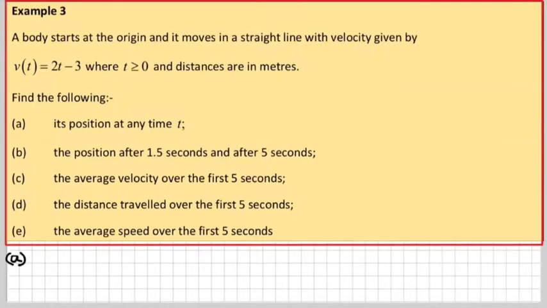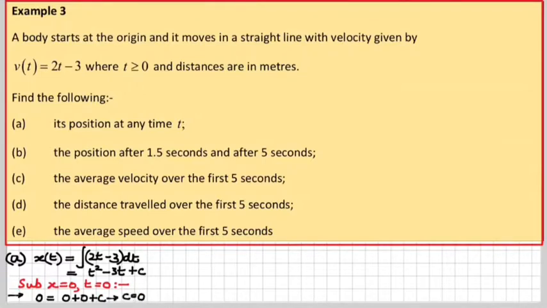Part A, the position at any time t. Well, in order to do that, we have to anti-differentiate the velocity, okay? So we just do that, and we get t squared minus 3t plus c, and we have to sub in our boundary conditions, where we know that x is 0 when t is 0. It starts at the origin. That's what that's saying. When we sub that in, we get c is 0 anyway, so that was a bit of an anticlimax. And we get x is t squared minus 3t. Okay, we're off and running, guys.